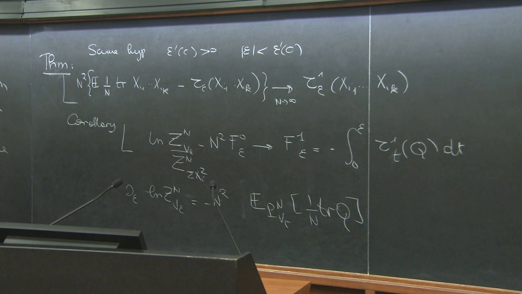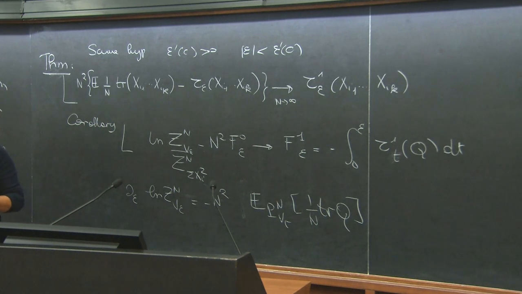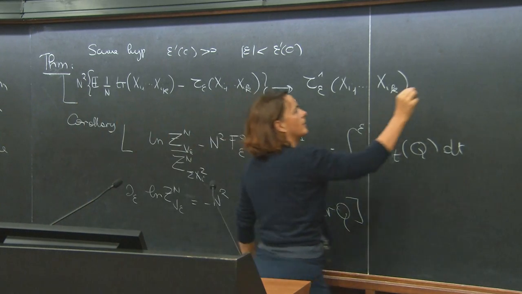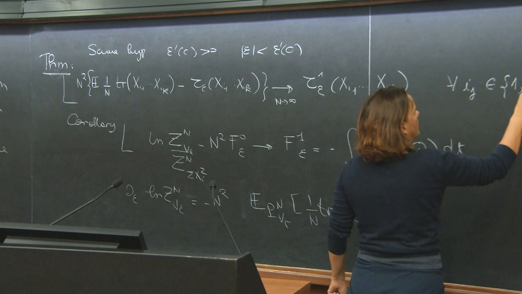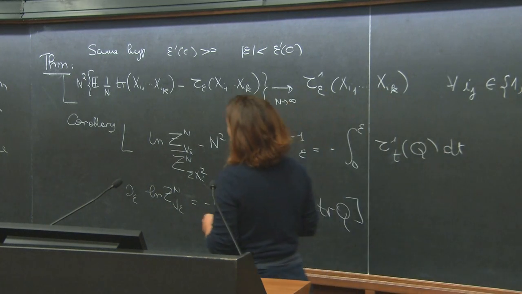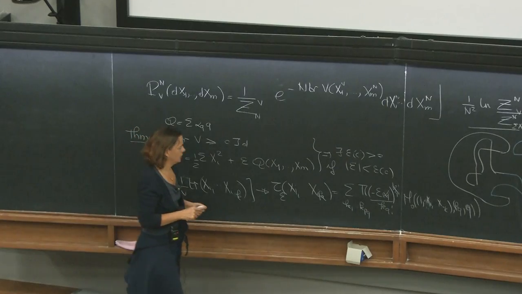Okay. Yes? Yeah. It's any choice of ij in 1 to m. Okay, but again, I will only show you the proof when m is equal to 1 because otherwise it's kind of more messy to have all these indices going around. Okay, so is there any question on the result before I go to the proof?